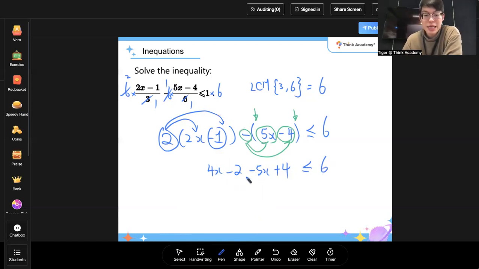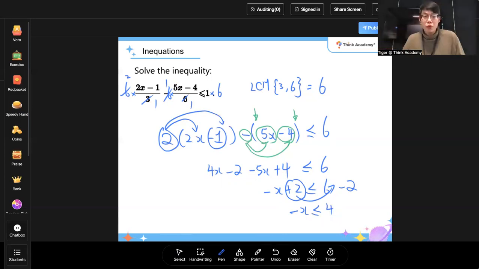which when you lump everything together, you will see that on the left-hand side, we have 4x, take away 5x, that is minus x. Minus 2 adding 4, that is adding 2, is less than or equal to 6. Move the adding 2 to the right-hand side, it becomes minus 2. So minus x is less than or equal to 4.